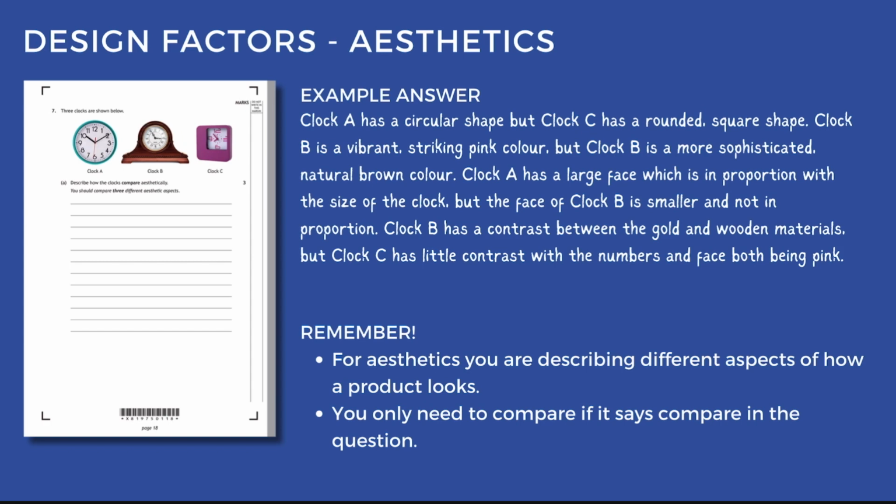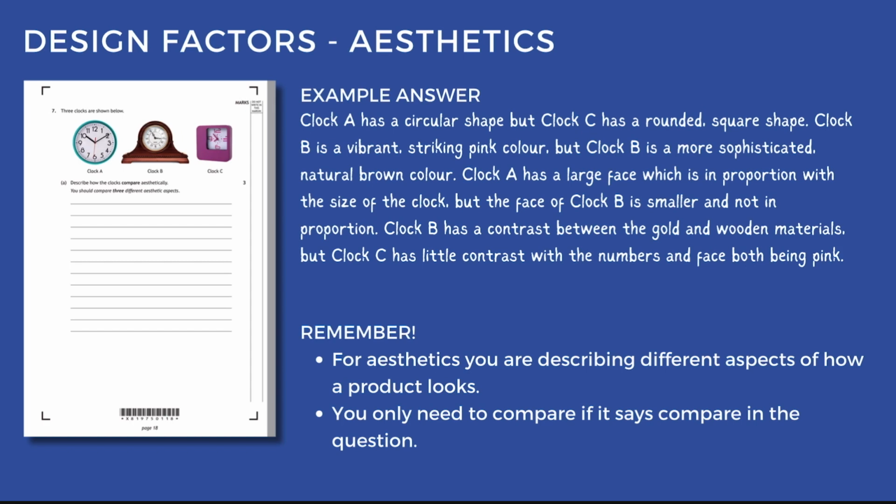They've used some more adjectives to describe the fact that clock B is pink, using things like vibrant and striking. These don't pick up additional marks, but it helps you put into picture for the marker exactly what you're talking about. And again, they've made a contrast with clock B, talking about it being a more sophisticated natural brown material, which in this case is wood.